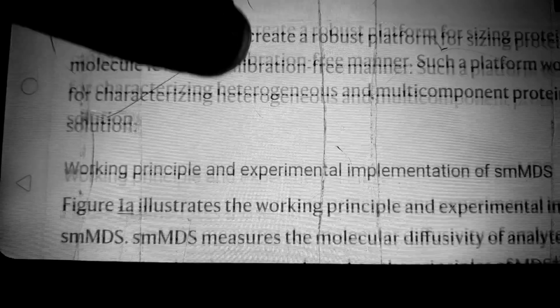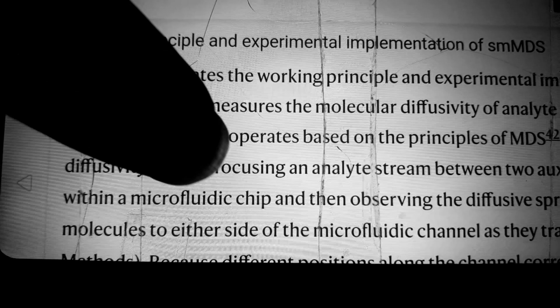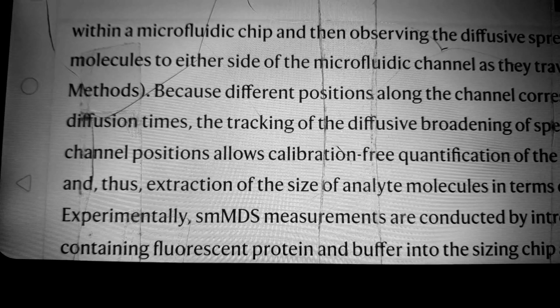Working principle and experimental implementation of SMMDs. Figure 1a illustrates the working principle and experimental implementation of SMMDs. SMMDs measures the molecular diffusivity of analyte molecules within a microfluidic chip. It operates based on the principles of MDS and probes molecular diffusivity by flow focusing an analyte stream between auxiliary buffer streams within a microfluidic chip, and then observing the diffusive spreading of analyte molecules to either side of the microfluidic channel as they travel downstream.